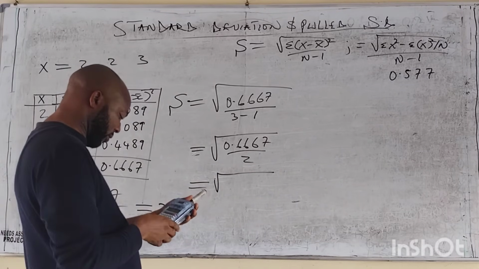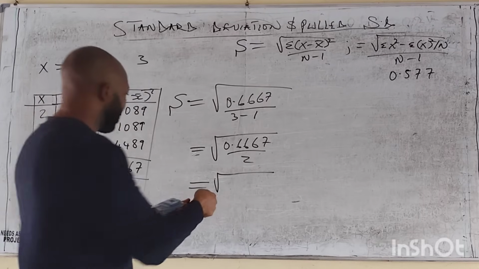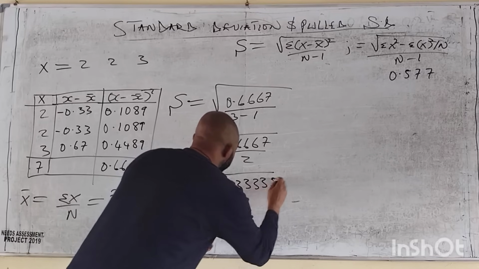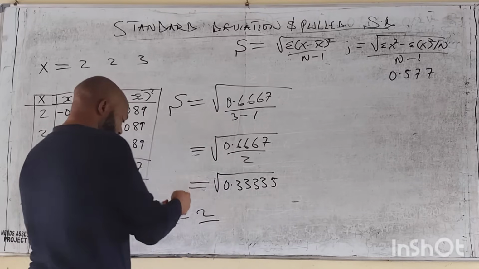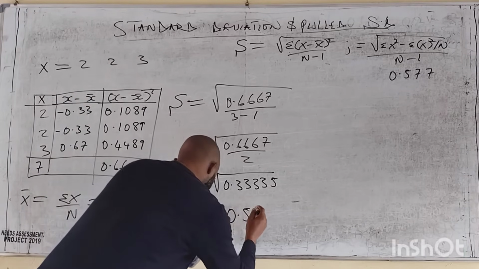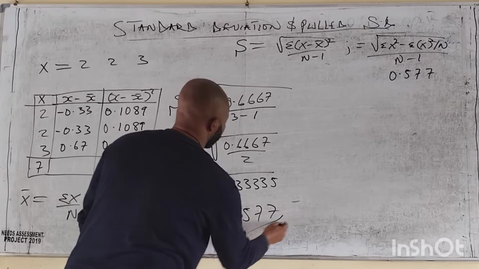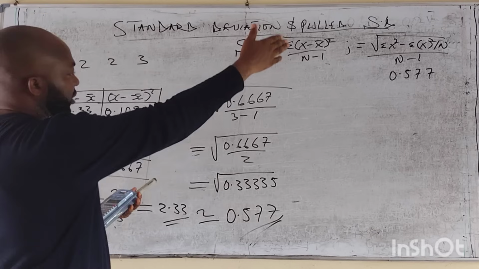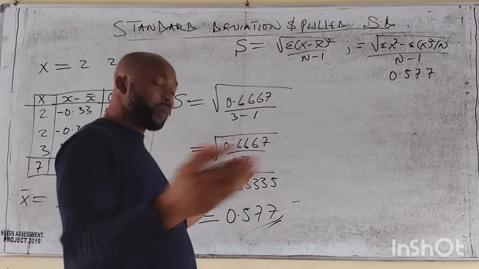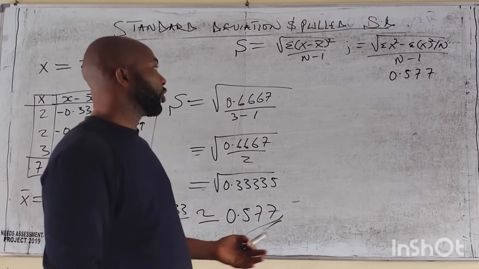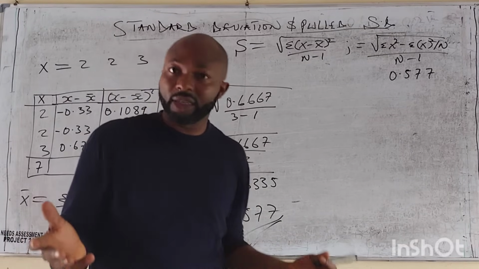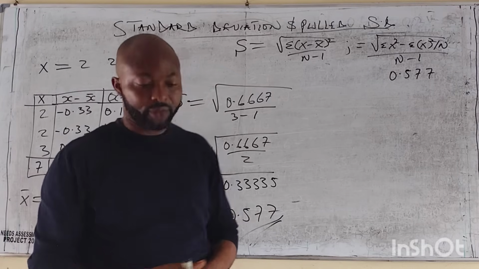0.6667 divided by 2 is 0.33335, and the standard deviation now becomes 0.577. In both cases, 0.577, 0.577, which means we can use either of the two formulas and get the same answer, and that's pretty good. Whichever one you find easy or simple, you apply and you move on.